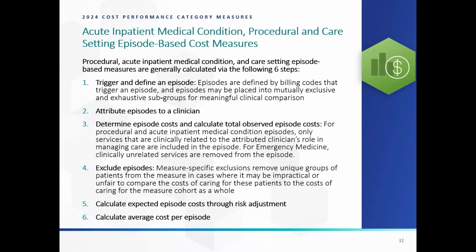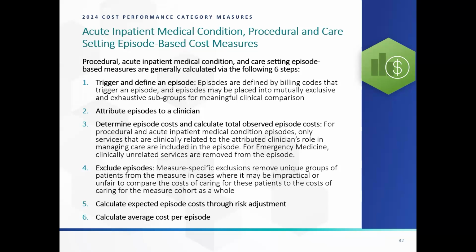Next, we exclude episodes. Measure specific exclusions remove unique groups of patients from the measure in cases where it may be impractical or unfair to compare the cost of caring for these patients to the cost of caring for the measure's cohort as a whole. Then we calculate expected episode costs through risk adjustment. And then we calculate the average cost per episode.